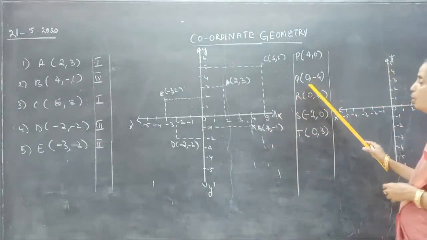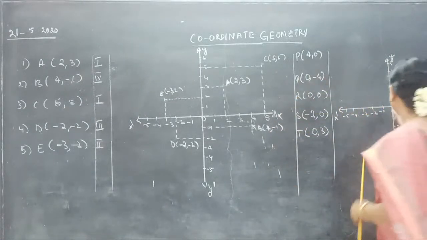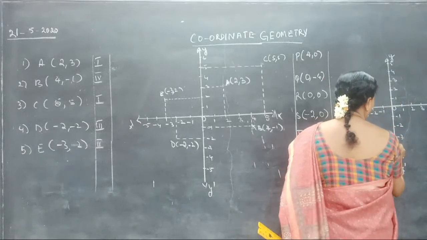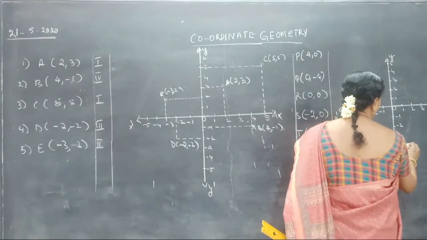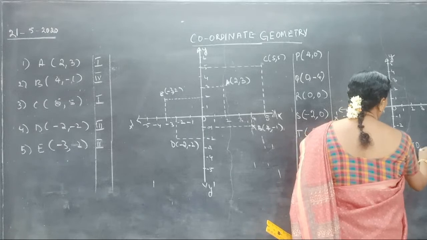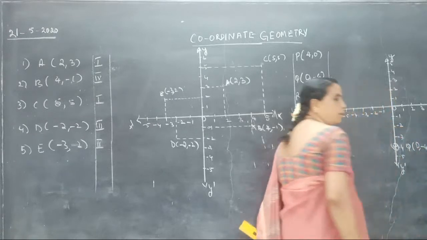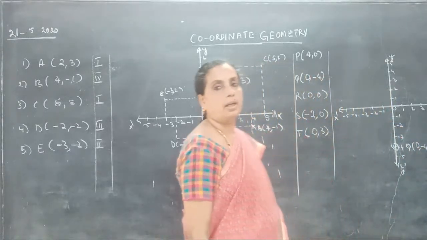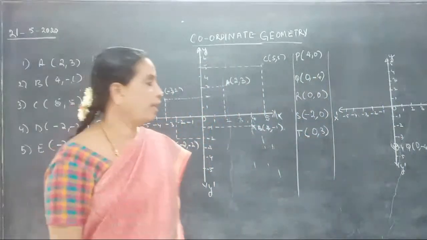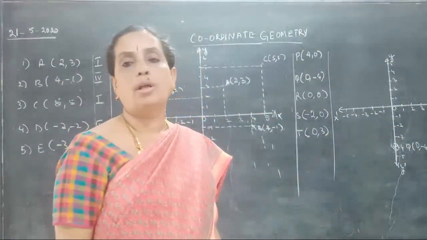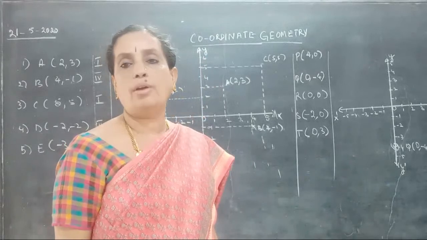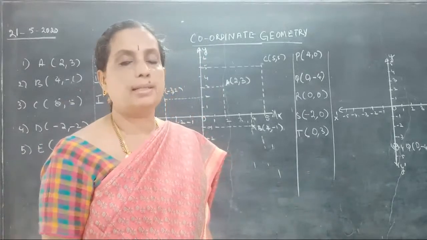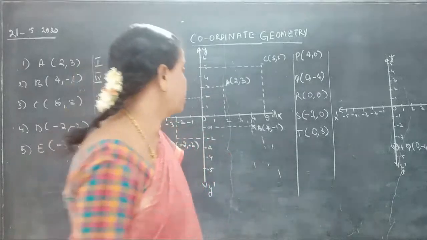Next, (0, -4). (0, -4) comes on the negative y-axis. Name it as Q (0, -4). 0 represents the x coordinate, and y is minus 4. Since it is minus 4, you have to locate it below the x-axis, that is, on the negative y-axis.